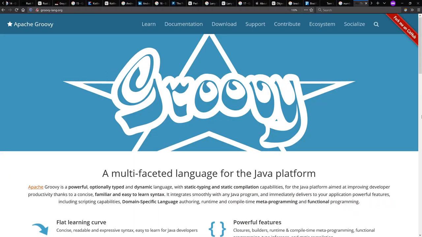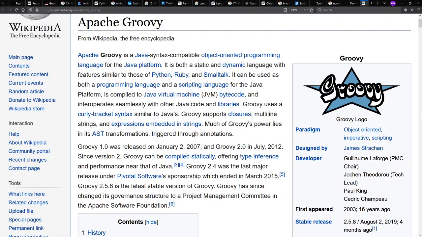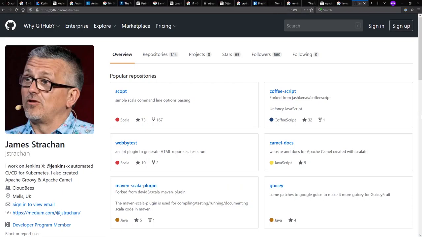Number 18, Groovy. This was sort of bringing Ruby type flavor originally to the Java virtual machine. So this is JVM language number 3. This is originally from 2003, designed by James Strachan, who is from the UK.